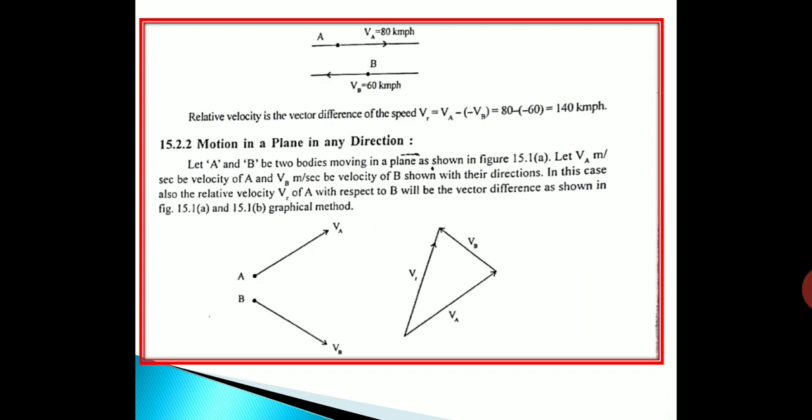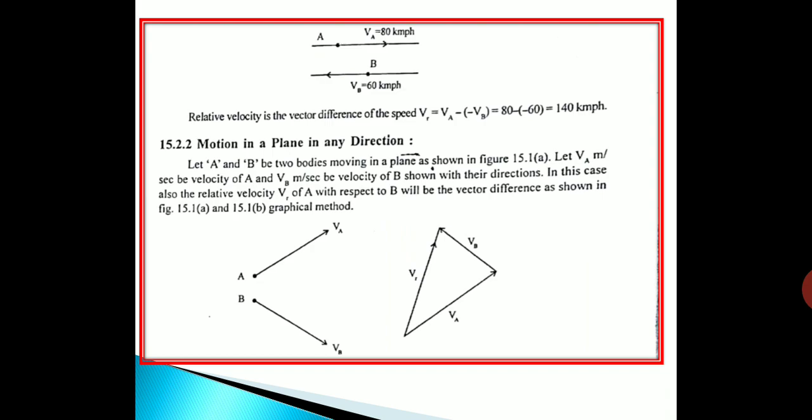Why are we taking minus 60? Because the train B is not moving in the same direction as that of A, but it is moving in the opposite direction. So its velocity comes along with the minus sign. One more minus sign is the one which is there in the formula. Hence, what is the relative velocity in this case? It becomes 80 minus of minus 60, means minus of minus becomes plus. Relative velocity becomes 140 km per hour.